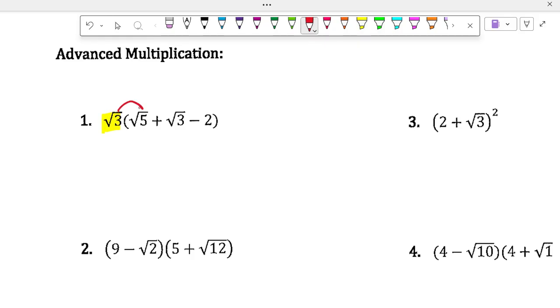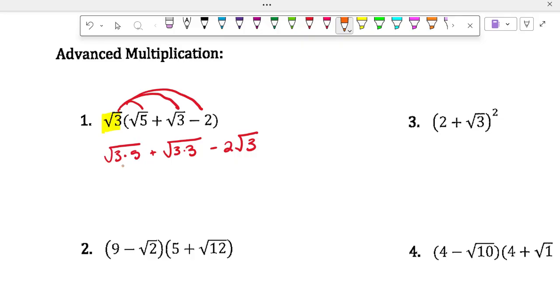We're just going to distribute it. So this will be the same thing as the square root of 3 times 5. I don't know why I put 15. Plus the square root of 3 times 3 minus. Now, since 2 is not under a radical, we just keep it on the outside and just slap a square root of 3 next to it.